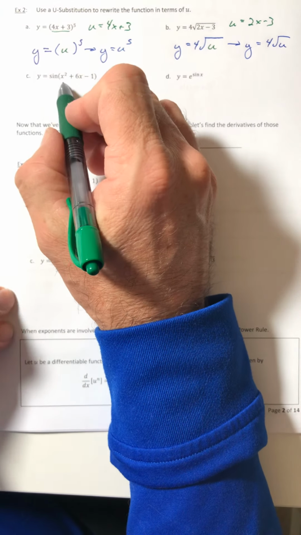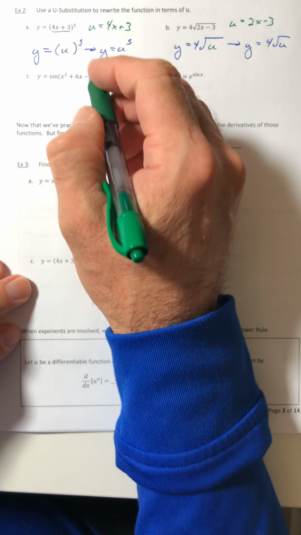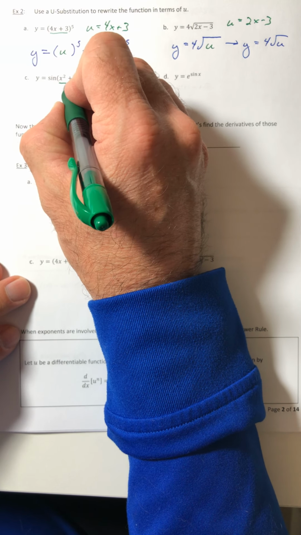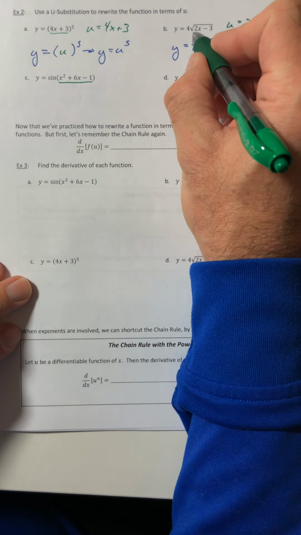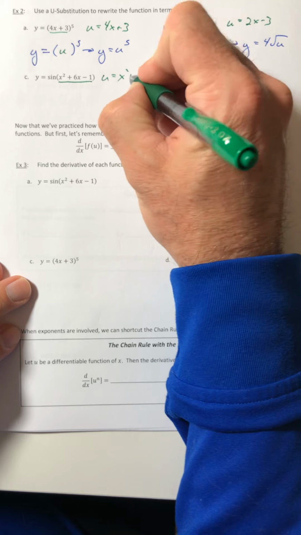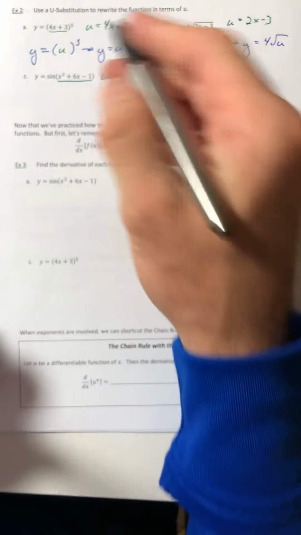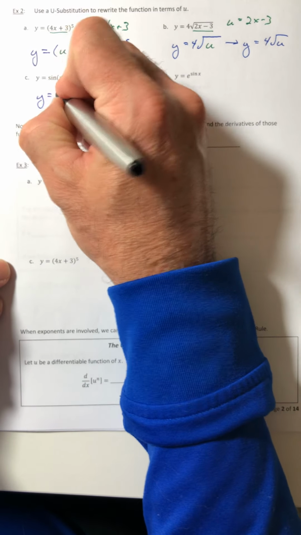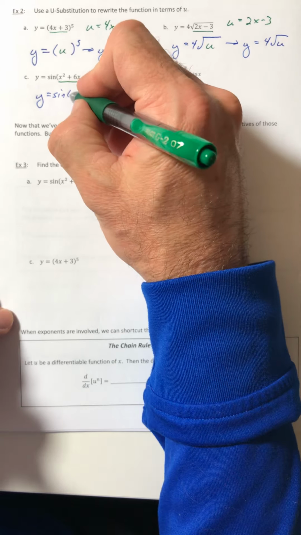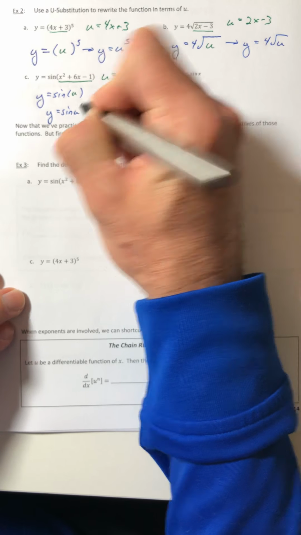Okay, so for a trig function, the inside stuff, a lot of times it's going to be the angle to work with. So x squared plus 6x minus 1 is the u. If I switch it out, that x squared plus 6x minus 1 becomes u. So I really have just y equals sine of u.